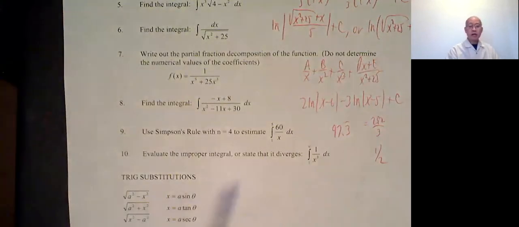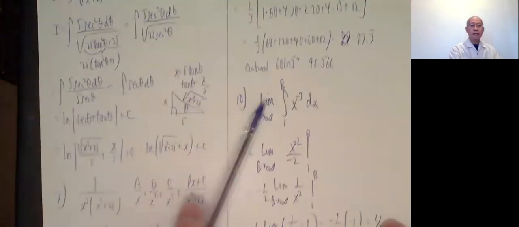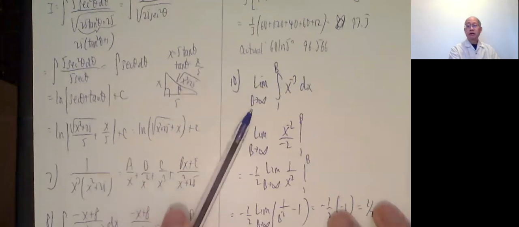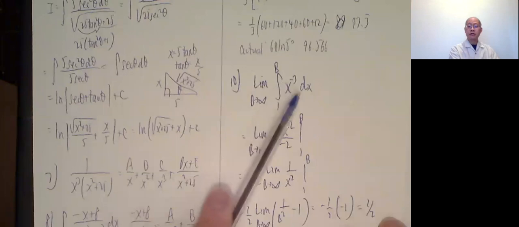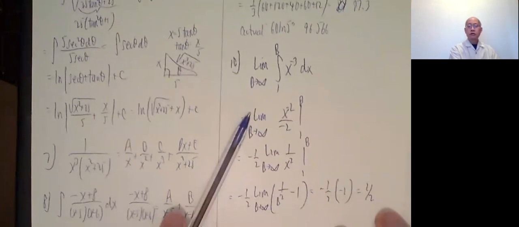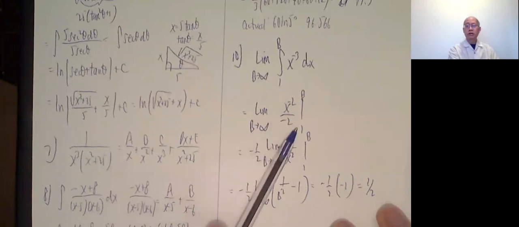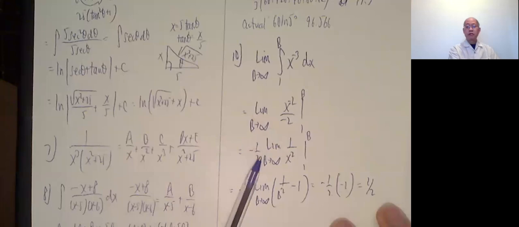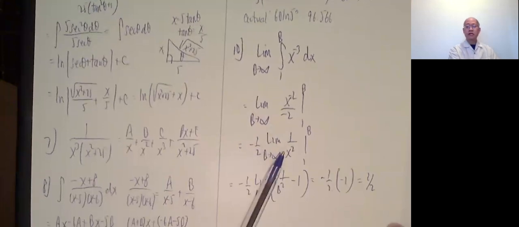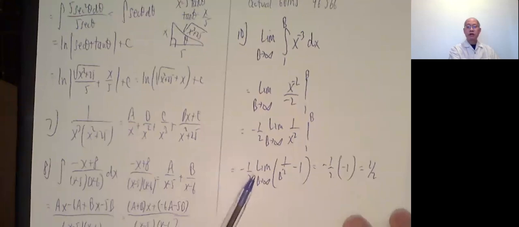Okay, and finally number 10, 1 over x cubed, integral from 1 to infinity. So 1 to infinity, treat it as 1 to b, and take the limit as b approaches infinity of x to the minus third. 1 over x cubed is x to the minus third dx. So limit b approaches infinity, x to the minus 2 over minus 2 from 1 to b. Factor out the negative a half. Limit b approaches infinity of 1 over x squared from 1 to b.